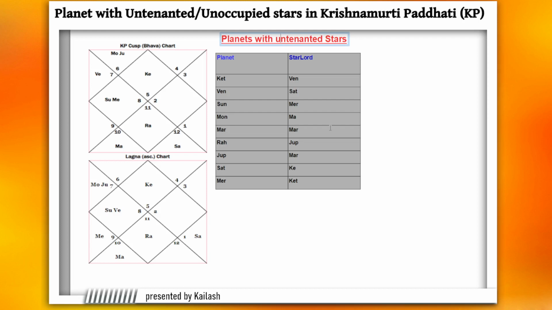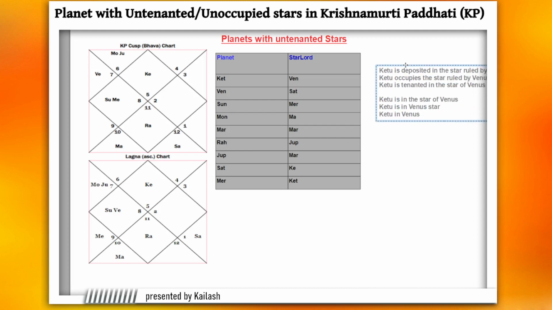And for that, you just need this table with these two columns, the planet and the star lord. Now, when we look at the planet and the star lord, we say that the planet A is deposited in the star of planet B. Let me explain to you what is meant by when we say the planet A is deposited in the star ruled by planet B.